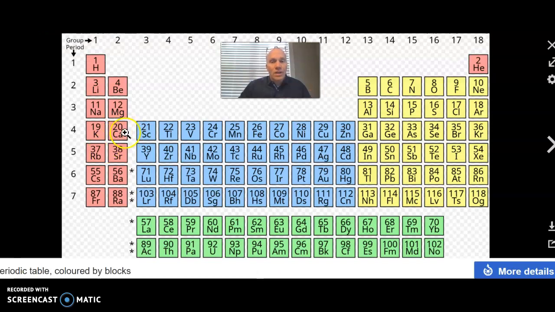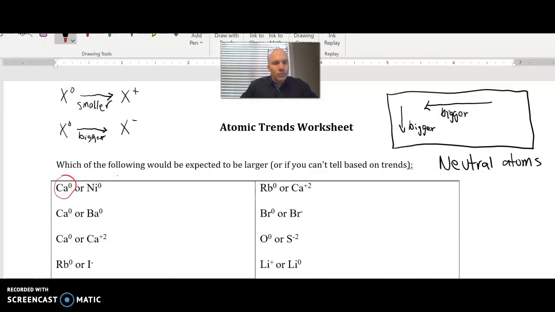Notice that both of these are neutral, so we're comparing apples to apples here. So, calcium versus nickel. The first thing that should stand out is that they're in the same period, but calcium is further to the left. Remember, as you go to the left, things get larger. That would mean that calcium would be the larger atom.